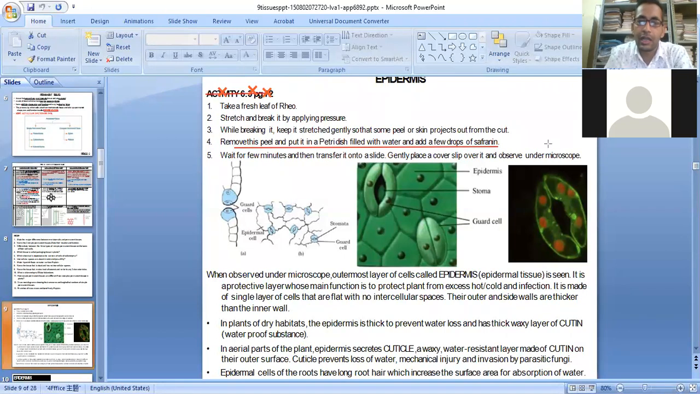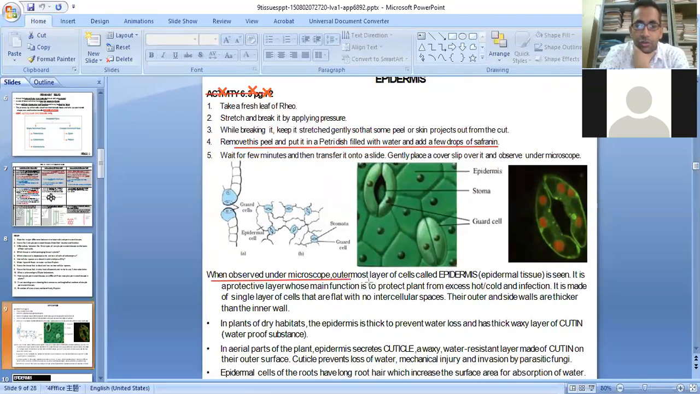Saffron is actually a coloring agent. We will do it in the laboratory if time permits. Saffron is a coloring agent. It will enable you to see this thing under the microscope. So let us see this.